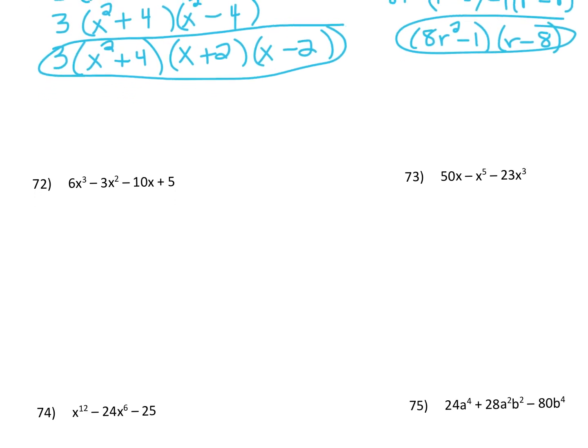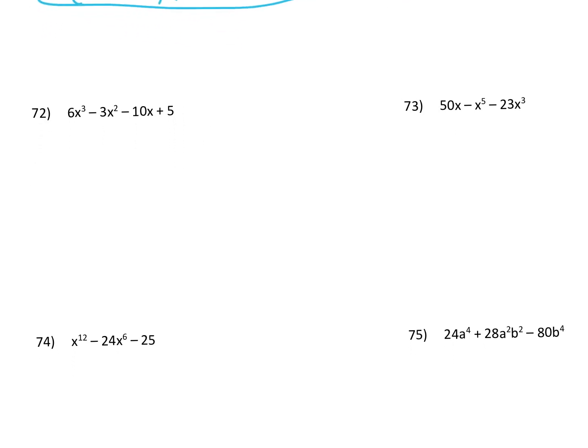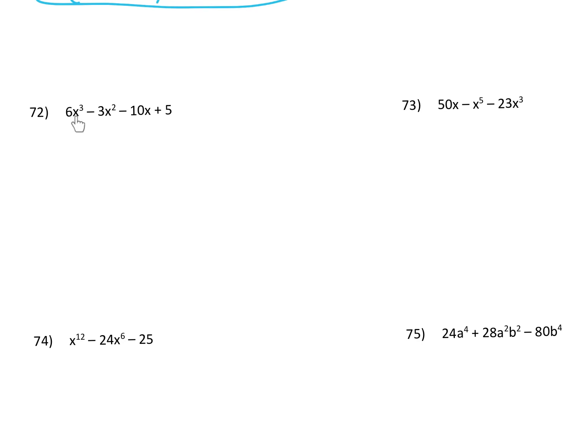All right, number 72 is actually similar to 71. If you look at all of these terms, there's nothing you could factor out of all 4 of them. So we're just going to jump right into grouping. I'm going to group together the first 2 terms and group together the last 2. So to the first 2 terms, we could pull out a 3x squared, which is going to leave us with a 2x minus 1. All right, of the last 2 terms, we could either pull out a 5 or a negative 5.